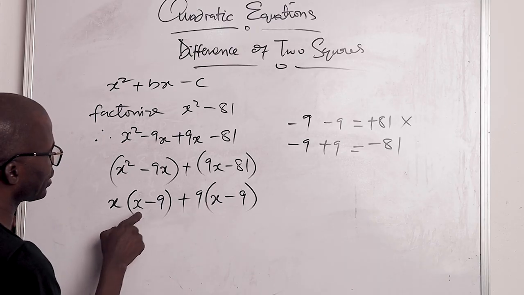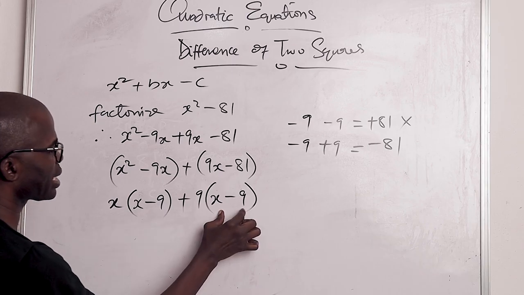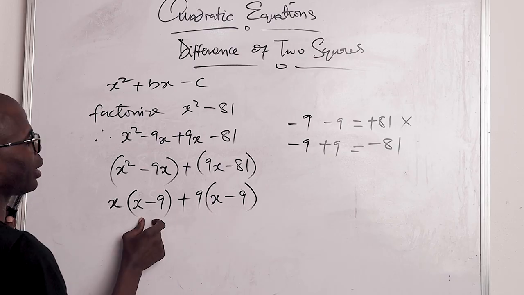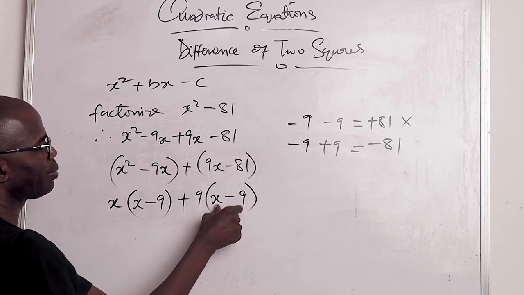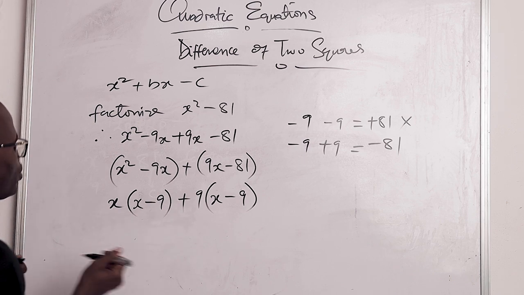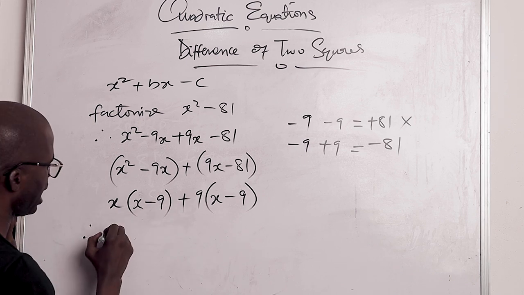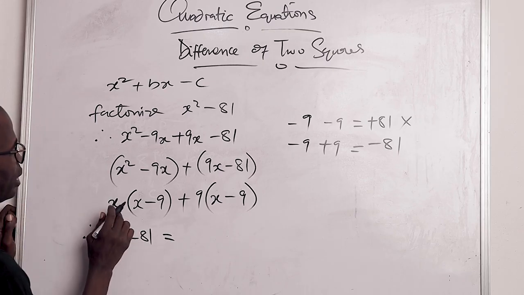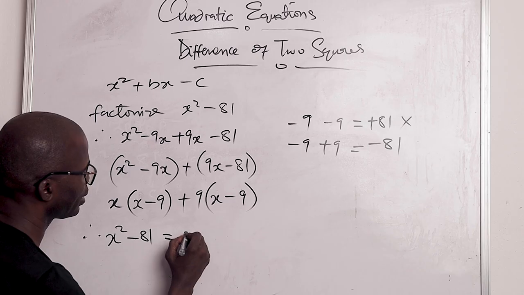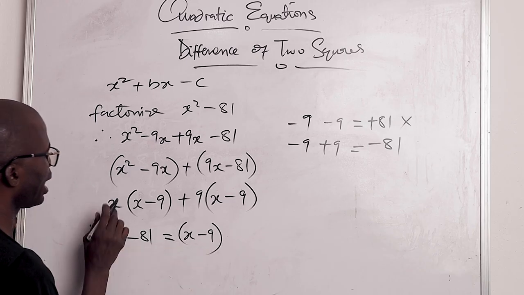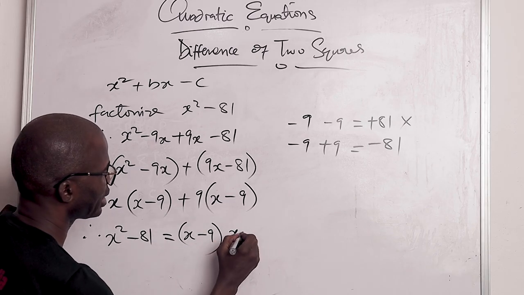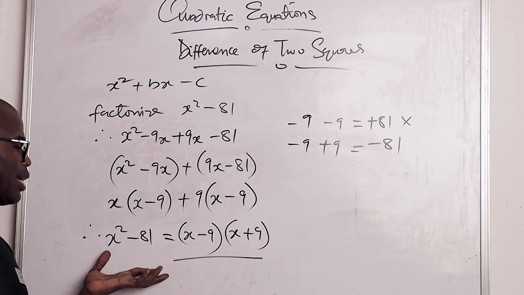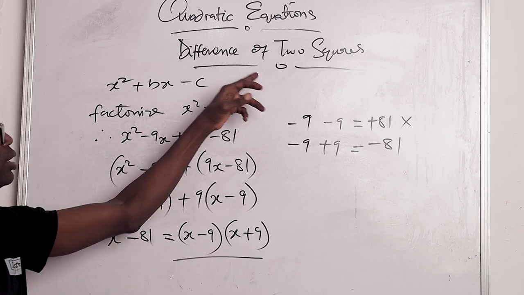We have x minus 9 here, x minus 9 here. Remember in the last slide I told you this is a proof that what you are doing is correct once the terms in the brackets are the same. Okay, so therefore x squared minus 81 is equal to x minus 9 in bracket, x plus 9. So this is your quadratic expression solved here using the difference of two squares.